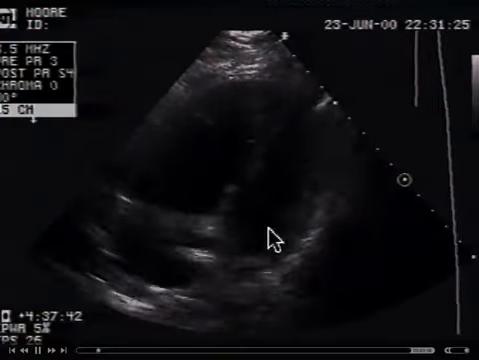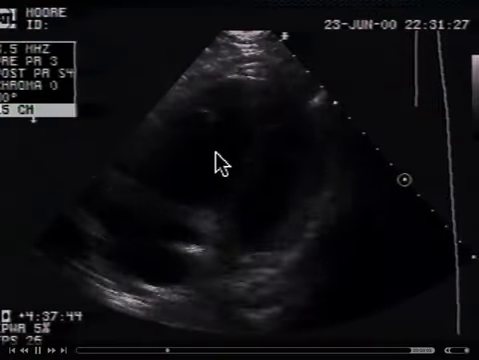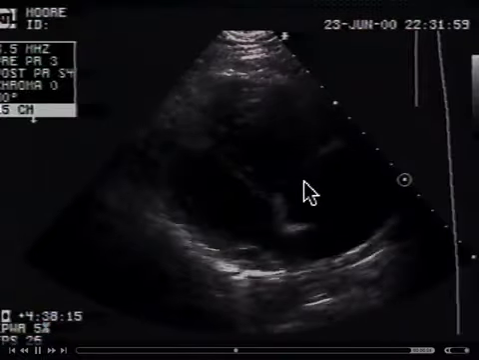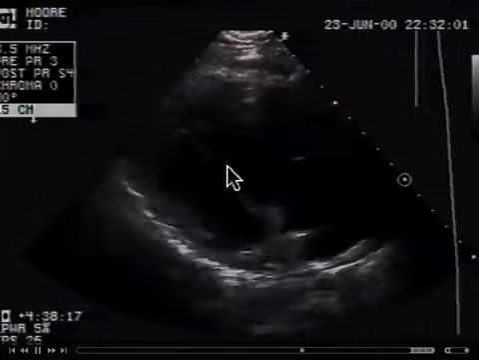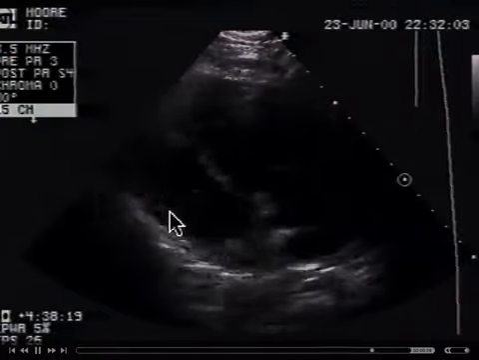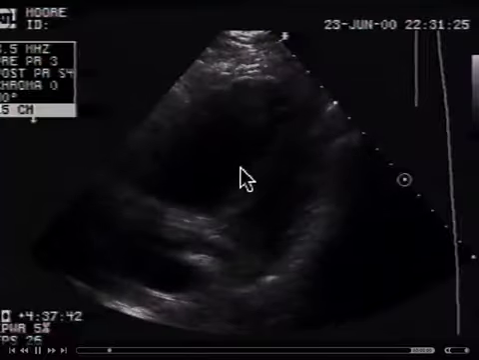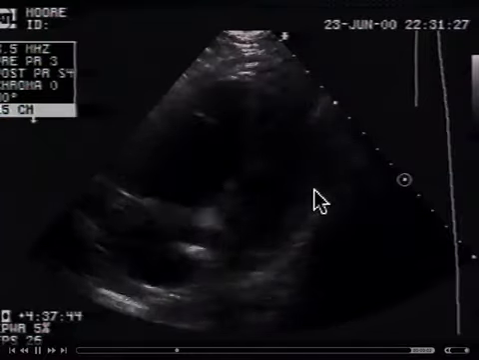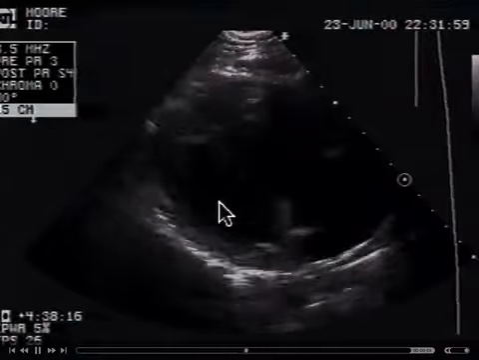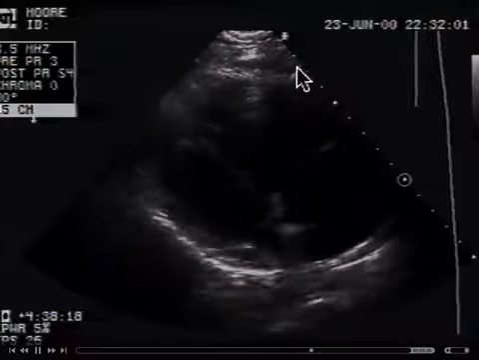Here's another patient with a very large RV, this is the apical four chamber. The LV is almost gone. Here's the parasternal long, very big RV, small LV. It's going to go back to the apical. Here's the apical four chamber, big RV, small LV. This is a patient with a massive PE, small LV, big RV.